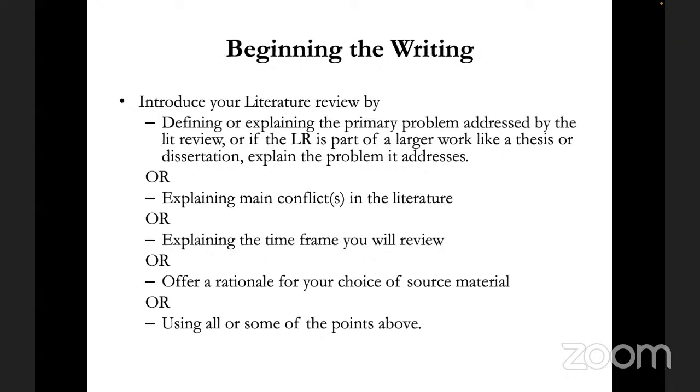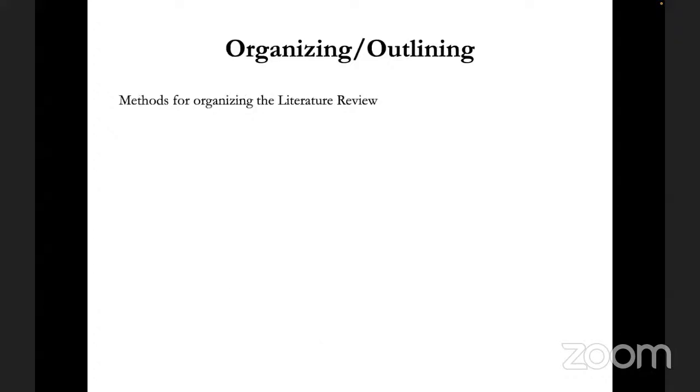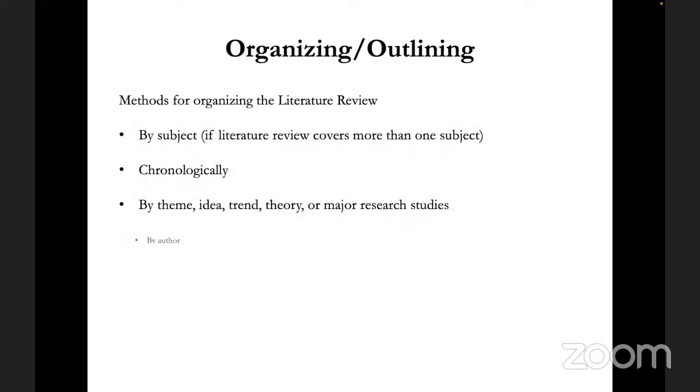But remember the important aspect: whenever you introduce a literature review, you have to define or explain the problem, the conflicts, the time frame, your choice of source material, or you can use a combination of these. This means that if somebody wants to read in detail about your study, all the components, whether related to the method section, the objectives, or the sample size, must be a component of your literature review in detail. And you need to organize the literature review very clearly.